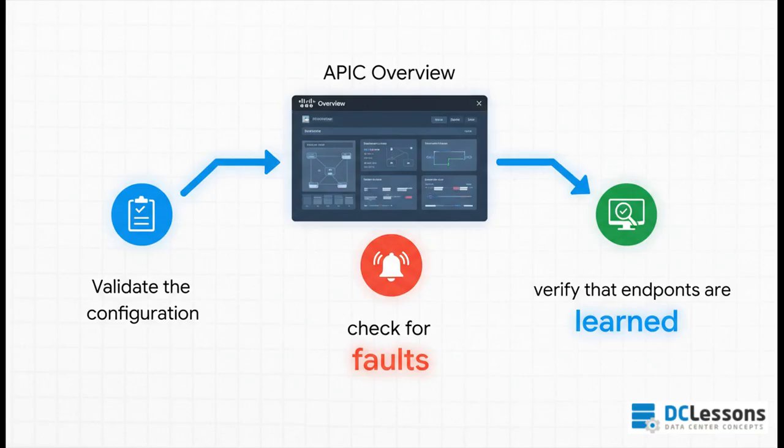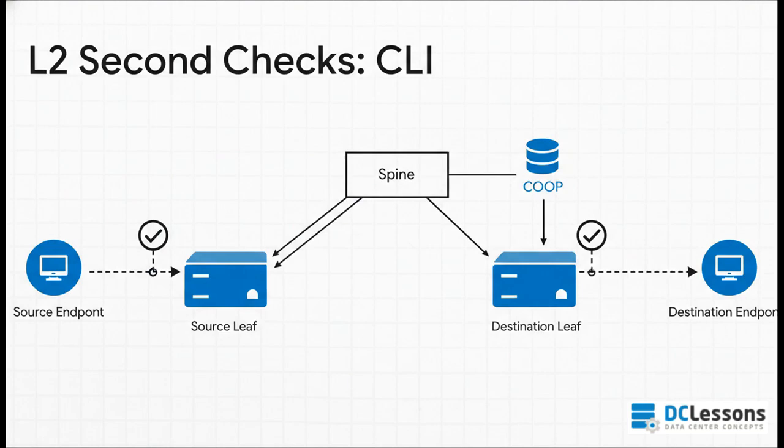And most importantly, does the APIC actually show that our endpoints have been learned? Now, if the GUI looks clean but things are still broken, we drop down to the command line. This is where we find the ground truth.